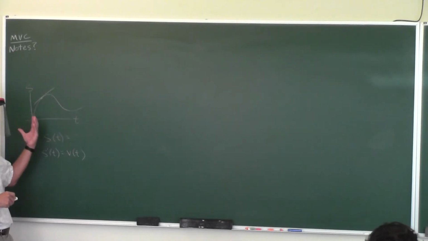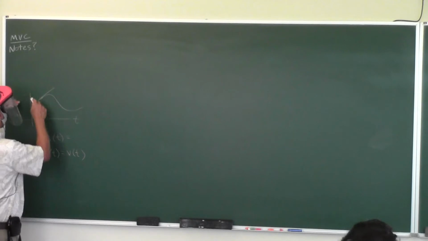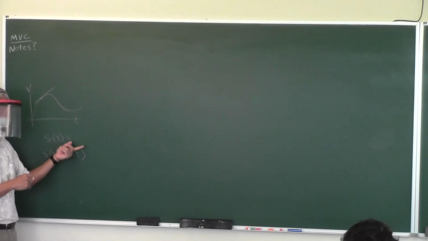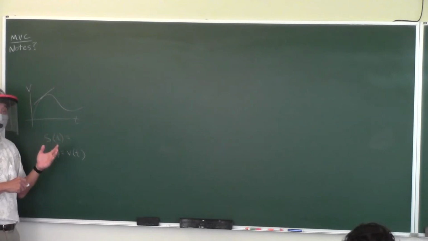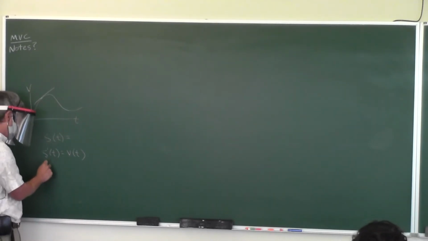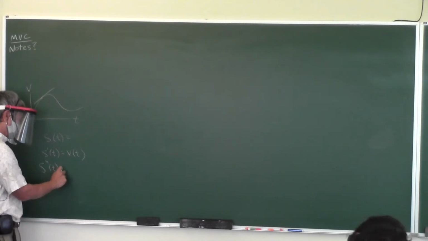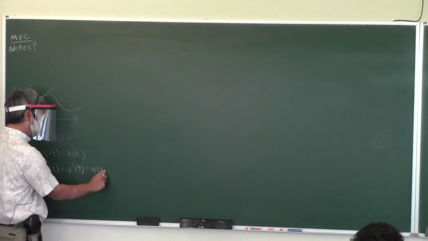But that makes sense, right? That's what you guys learned in physics last year. And if you are given the graph of velocity versus time, then what does the slope of the tangent line tell you? The instantaneous acceleration. So the second derivative of position, or the first derivative of velocity, is the acceleration.